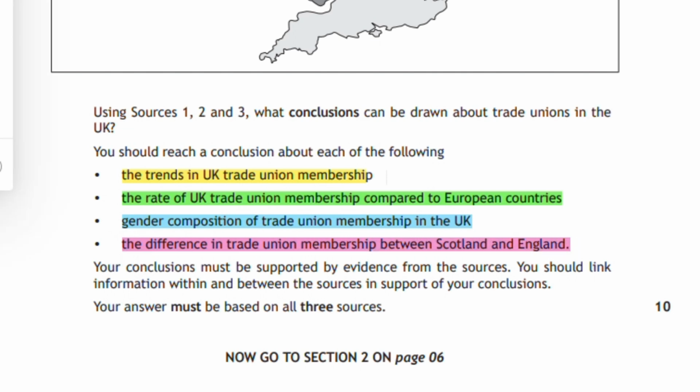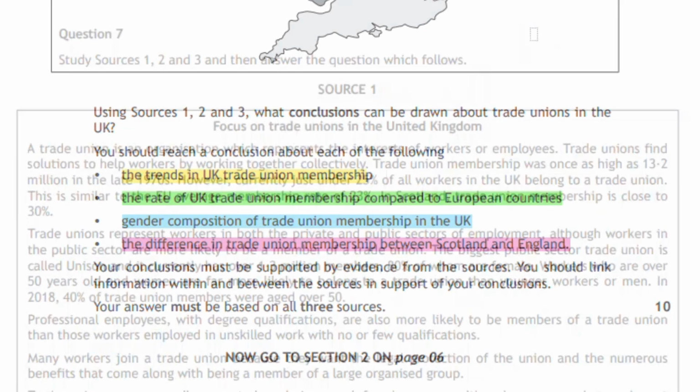Now it's very important we read the bullet points so we know what we're looking for. So let's start with the yellow one, the trends in UK trade union membership. We're looking for a trend, which of course means a pattern over time. So maybe what were trade union membership numbers like in the past compared to now? So that's what we need to go and do.